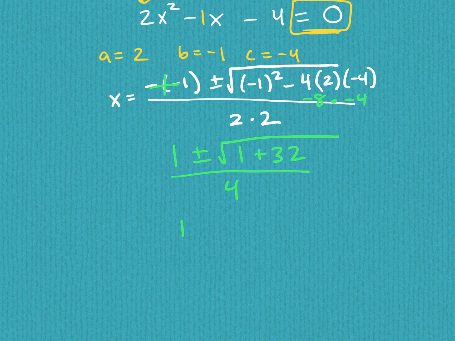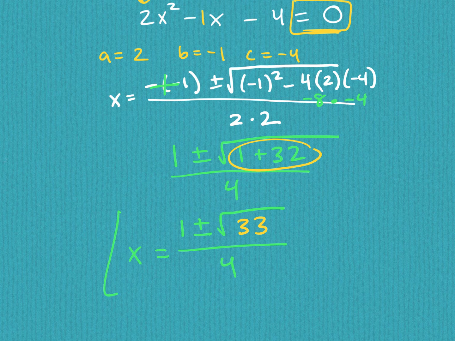Am I done, or do I have more to do? What's last? What's 1 plus 32? 33 over 4. So x is equal to 1 plus or minus the square root of 33 over 4.